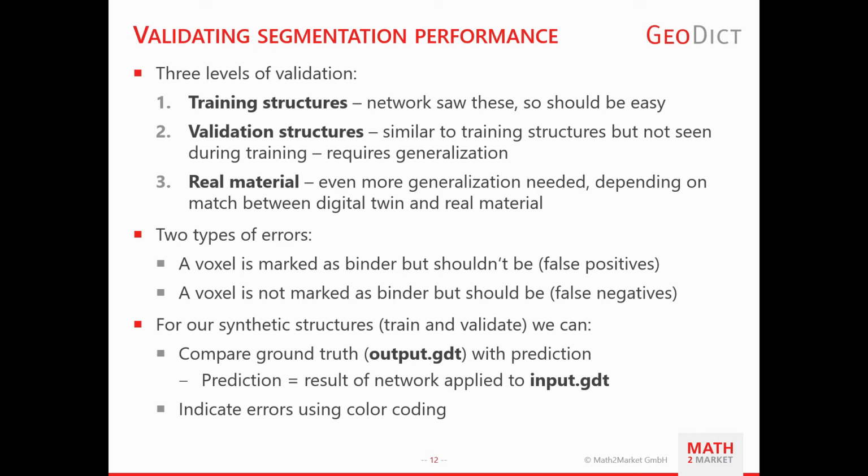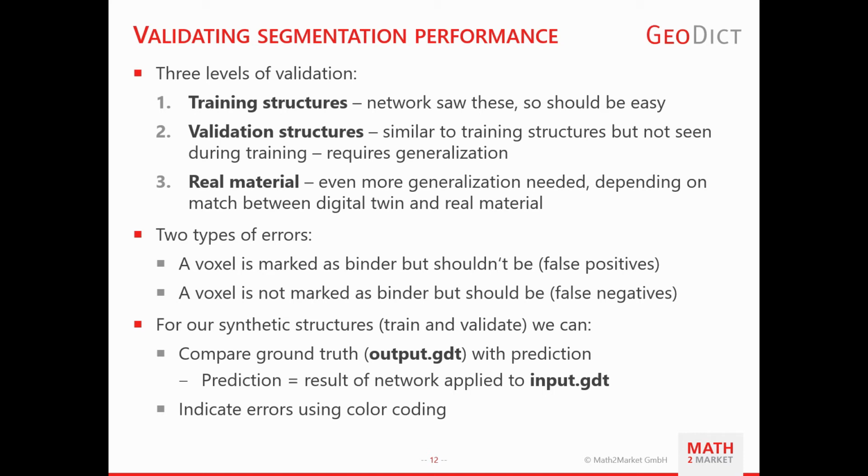For example, one extreme error case that you could have is that the neural network basically memorizes all the training structures and memorizes the result. Then it would perform maybe perfectly on the training structures, but it would still fail on the validation structures. And finally, of course, you want to validate the performance of the network on the real material. And this usually needs even more generalization because it needs to bridge the remaining gap between the digital twin and the real material.